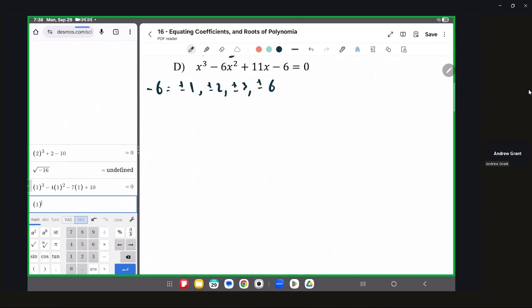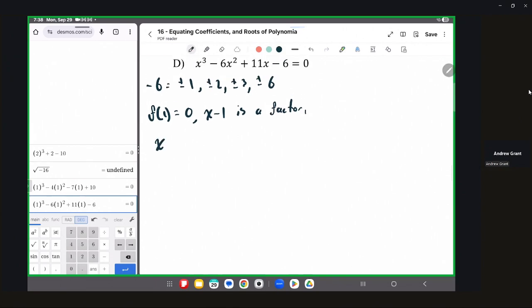So if I take 1 to the power of 3 minus 6 times 1 squared plus 11 times 1 minus 6, I get 0. So we can see f of 1 is equal to 0. So we know x minus 1 is a factor. So from here, we can choose our favorite method to factor this. Let's try out long division.